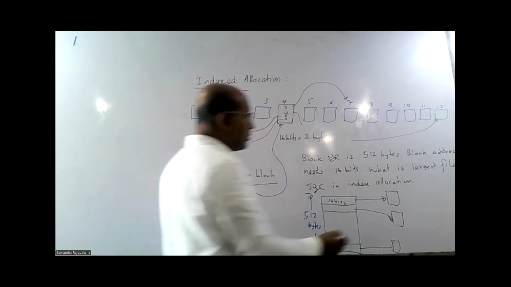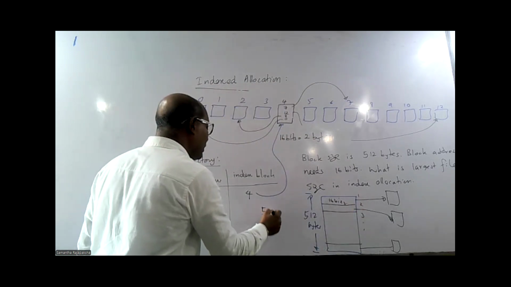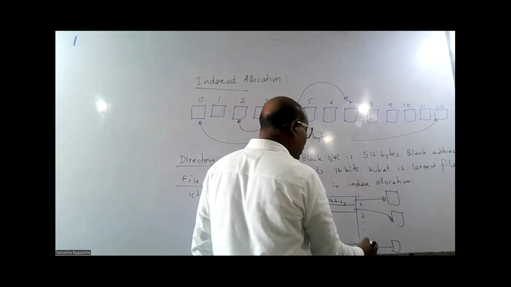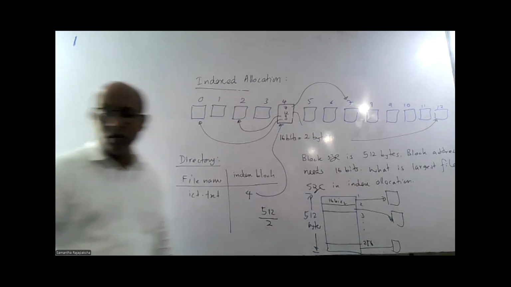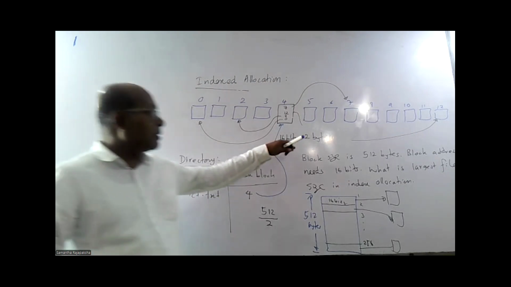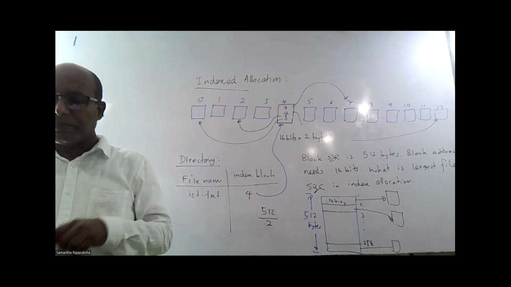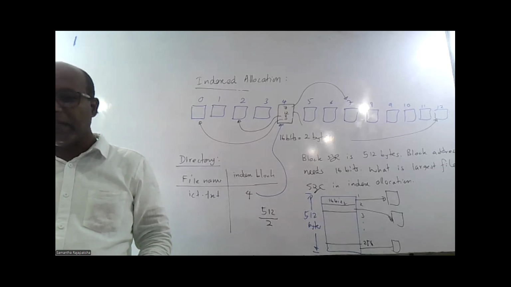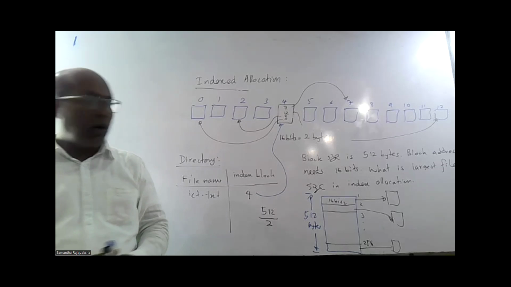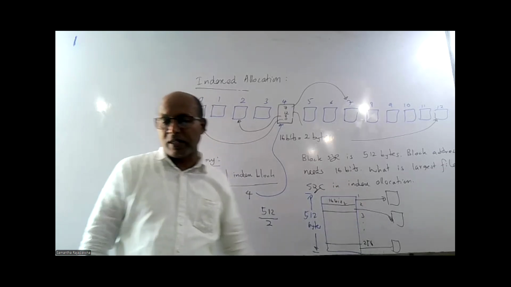Then how many addresses do you get if you count 1, 2, 3, 4 like that? 512 divided by 2. You get 256 pointers. Also 16 bits, 2 bytes. 16 bits equal to how much? 2 bytes, because 1 byte is 8 bits. Then 16 bits means 2 bytes. Then how many pointers can you create? 512 divided by 2, 256 pointers you can create.